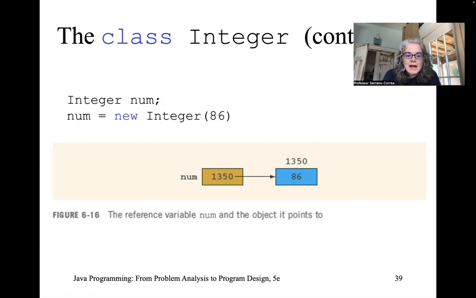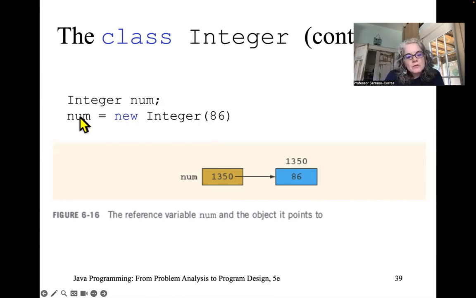So if you remember, num is the name of the object, and num holds an address. So num holds the address of where that 86 gets stored in memory, because num is just an object. Objects only hold addresses. They reference the location of where the value is stored.